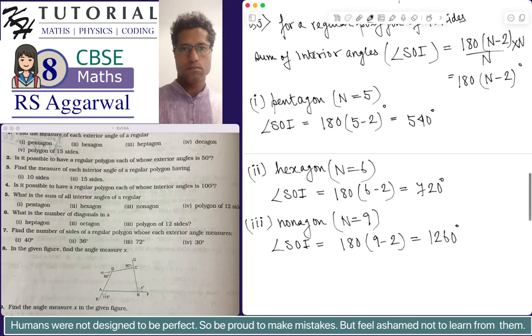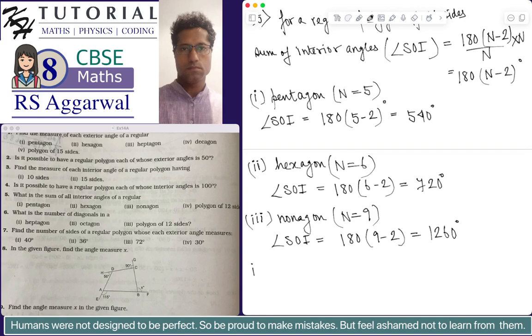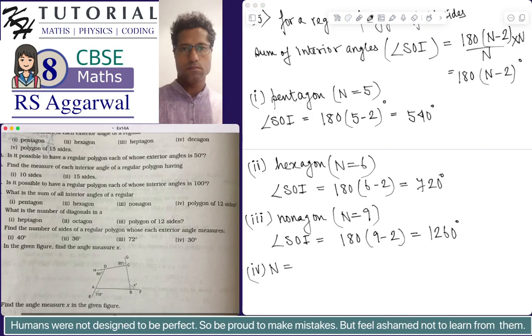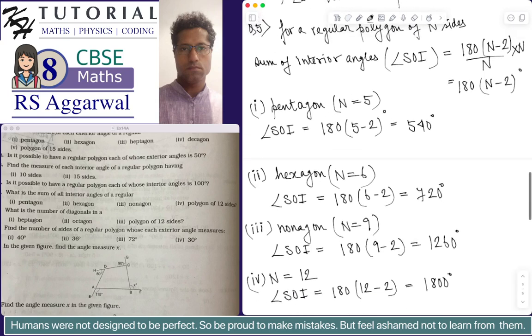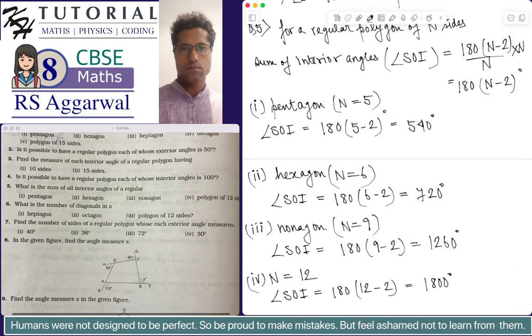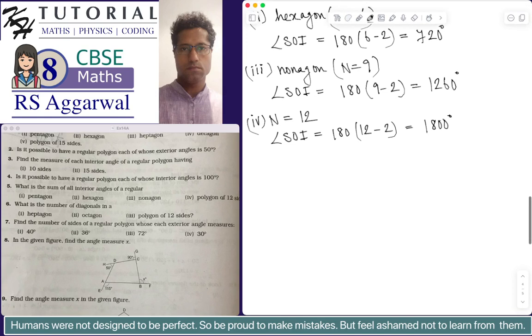Okay. The next is a polygon having n equal to 12 sides. N equals 12. Therefore, the sum of all interior angles will be equal to 180 multiplied by (12 minus 2). This is equal to 1800 degree. Okay, so that was question number 5. Let's see what is question number 6.